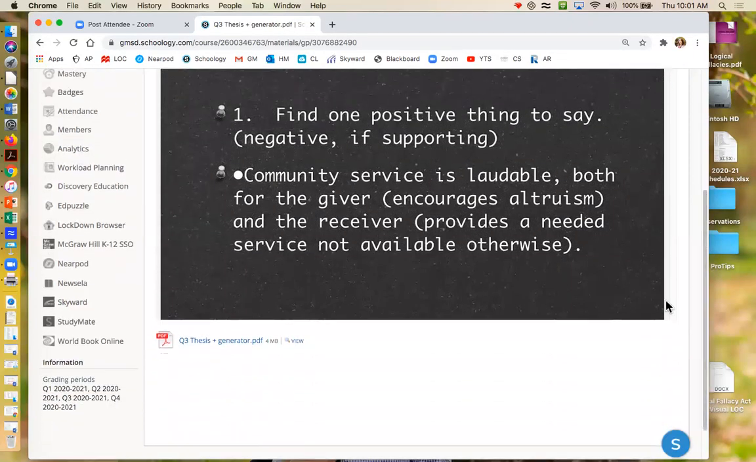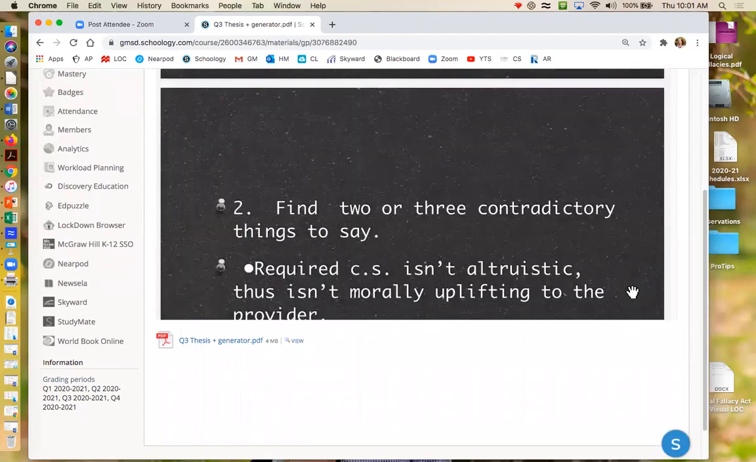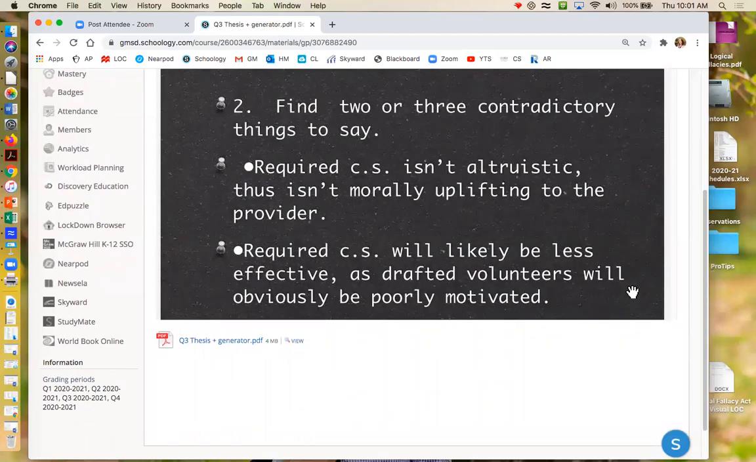All right. Now, to come up with your actual argument, you think of two or three contradictory things to say about your original statement. One is that required community service isn't altruistic, thus it isn't morally uplifting to the provider. Another contradictory thing is that required community service will likely be less effective because that drafted volunteer would be poorly motivated. So those are two things that contradict my original statement. Does that make sense? So I'm building an argument just by finding positives and negatives.